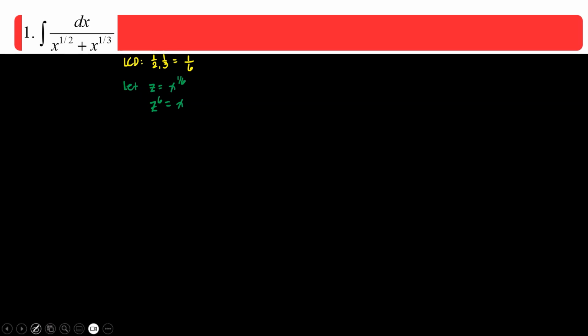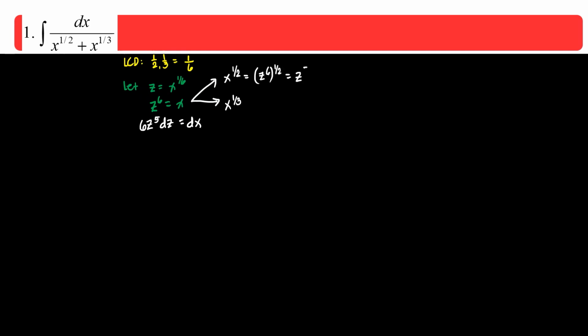So in this case, if z to the 6 is equal to x, I can say that 6z to the 5 dz would be my dx. Also, look at this. In here, you have an x to the 1/2. You also have an x to the 1/3. So your x to the 1/2 is actually z to the 6 raised to 1/2. That is z to the 3rd. This one is z to the 6 raised to 1/3, which is z squared.